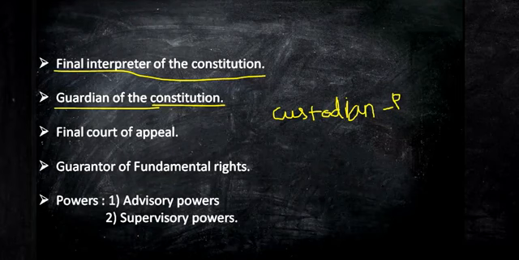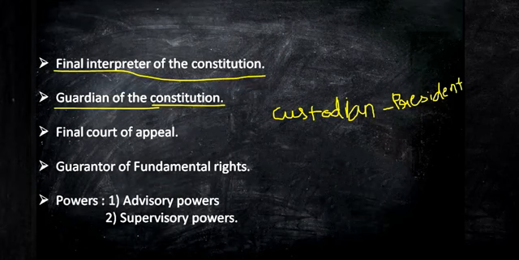Now, the custodian of the Constitution is none other than the President of India. Is it clear? Now, what is the basic difference between the custodian and the guardian? Let me explain. Guardian means that person who guards, or that body which guards. So guardian means a particular body which is protecting something. Is it clear?